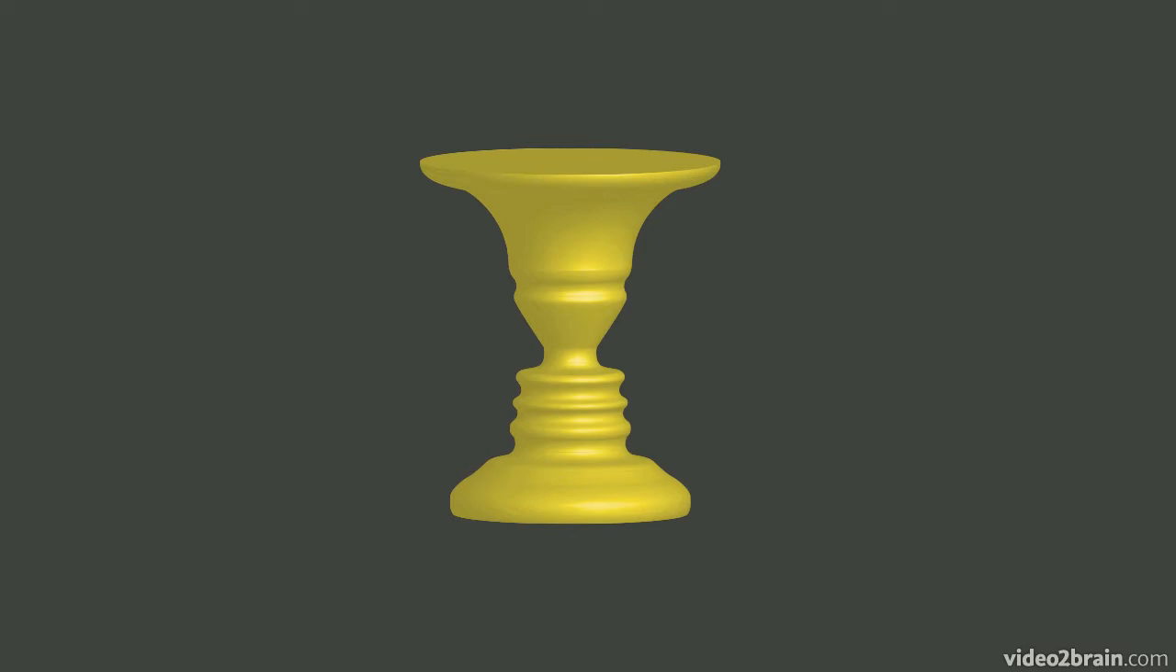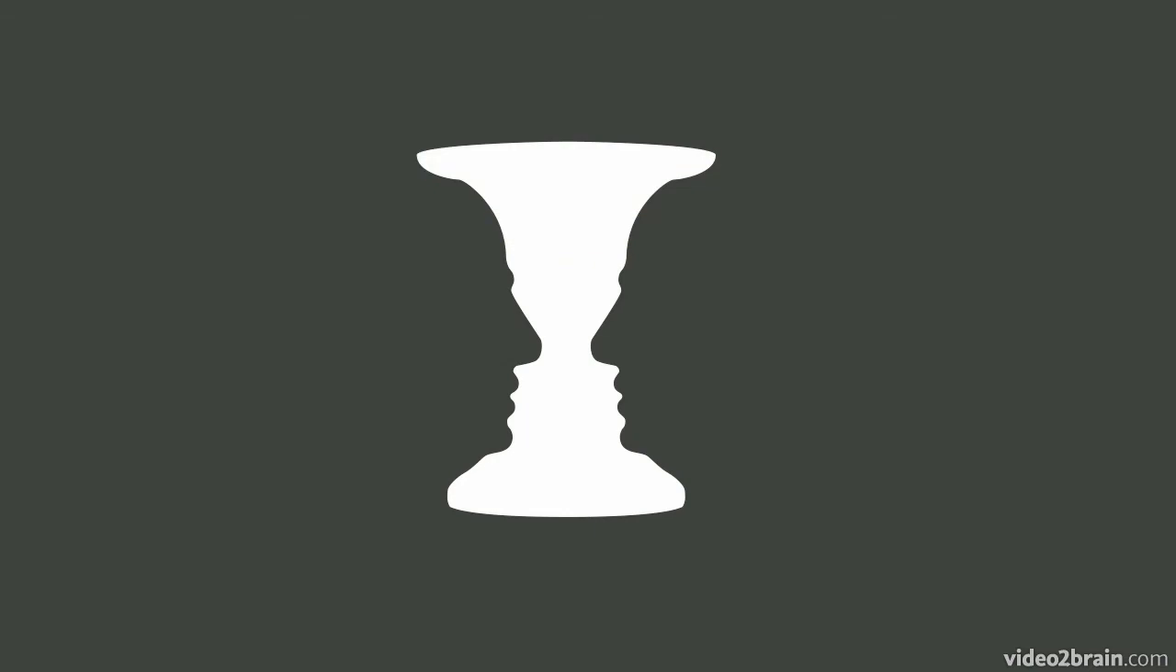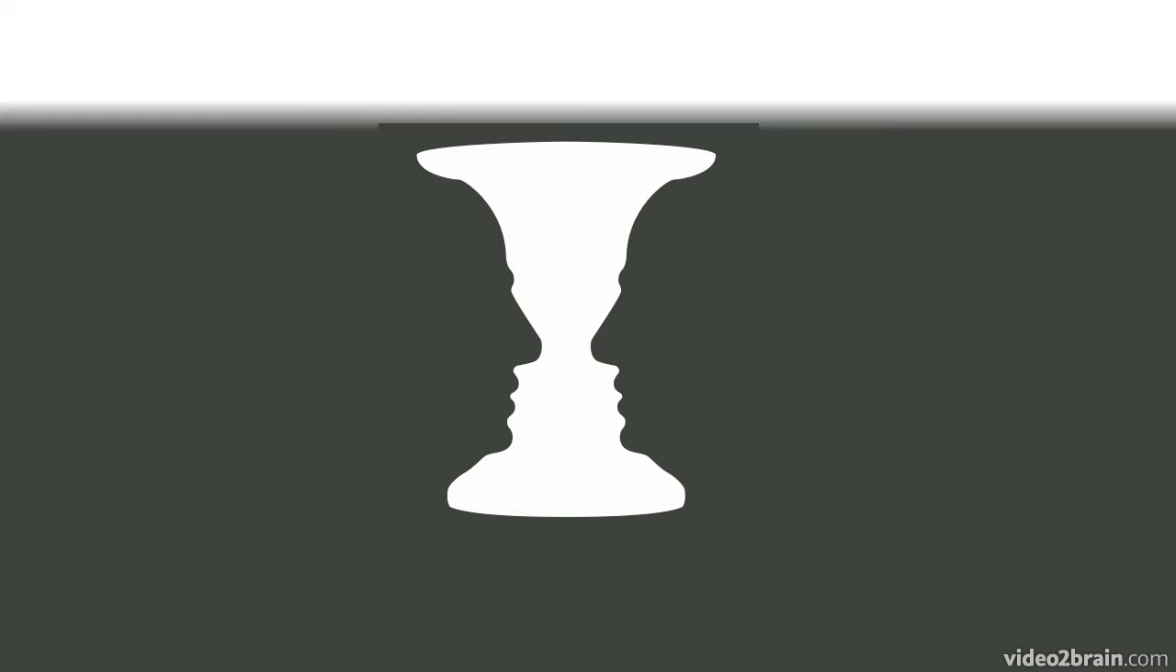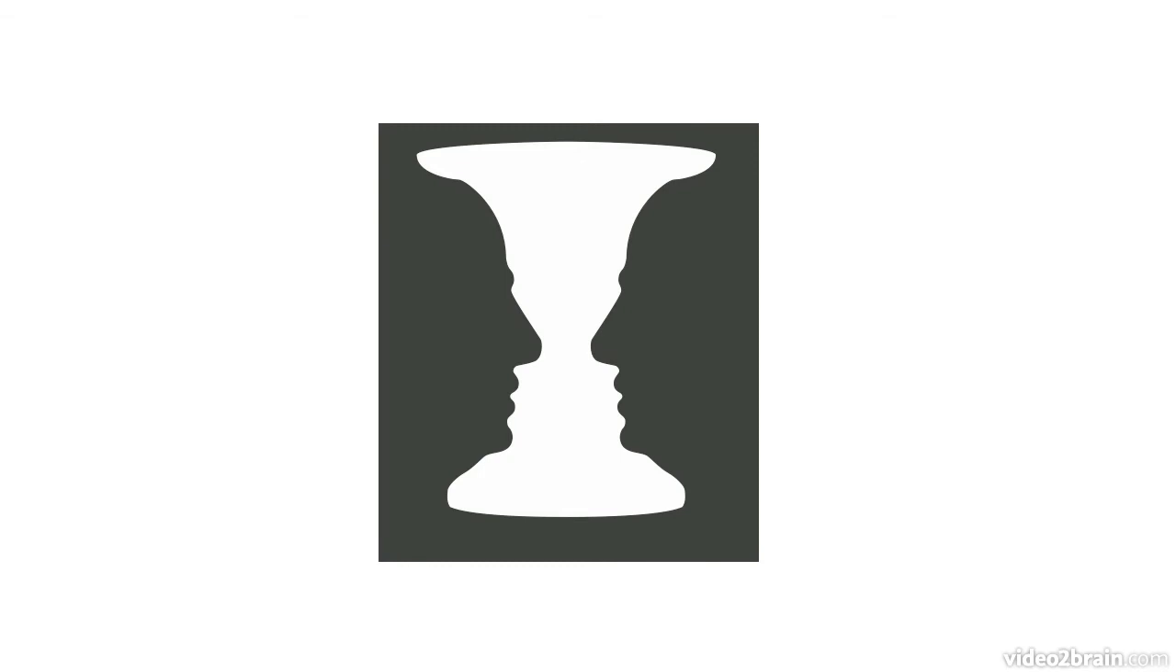Rubin's vase is the name given to a phenomenon discovered by psychologist Edgar Rubin. Here you can see a picture of a vase. Watch what happens if I fill it with white. You still see the shape of the vase, but if you look carefully, you can also see two faces looking at each other. And if I just pull away the background, that accentuates it even more. And it's hard to see anything but the two faces now that you've seen it.